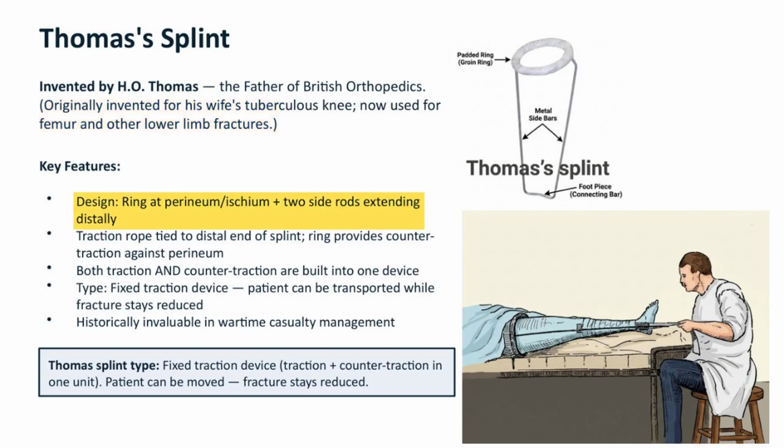The design: a ring that sits at the perineum or ischium, plus 2 side rods extending distally. The mechanism: the traction rope is tied to the distal end of the splint. The ring provides counter-traction against the perineum. Both traction and counter-traction are built into one device. The type is a fixed traction device. It makes the patient mobile, meaning the fracture stays reduced while the patient is transported. And it was historically invaluable in wartime casualty management.